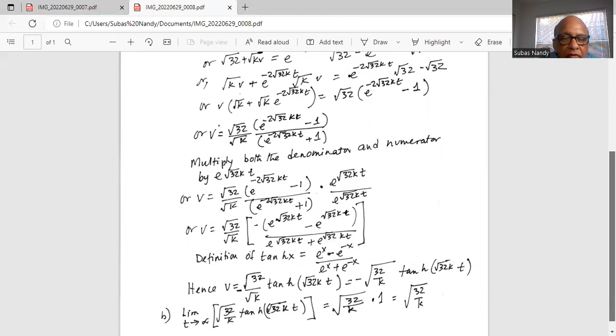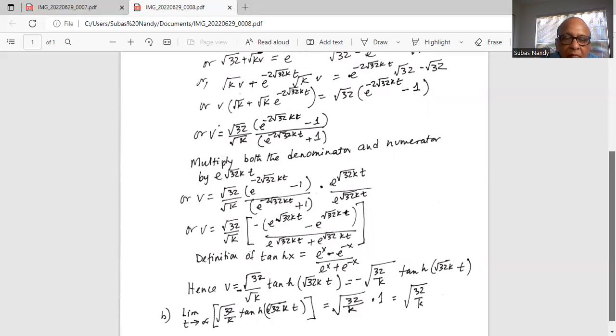Now part B asks what happens to velocity when t approaches infinity. Okay, so limit as t approaches infinity, inside the parenthesis we have minus square root of 32 over k tan hyperbolic square root of 32 kt. Okay, now when t approaches infinity, what happens? The tan hyperbolic becomes 1.